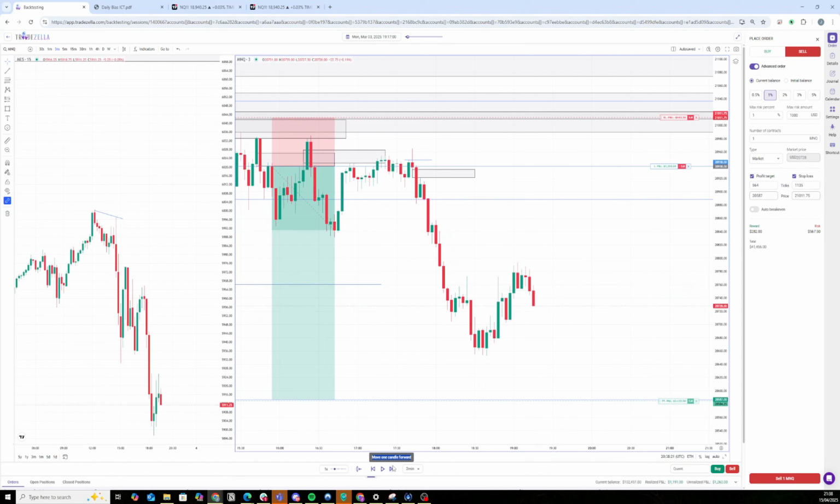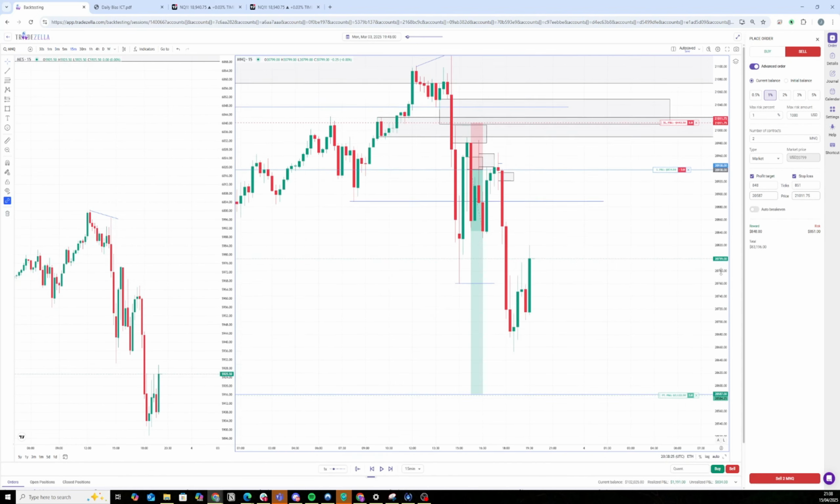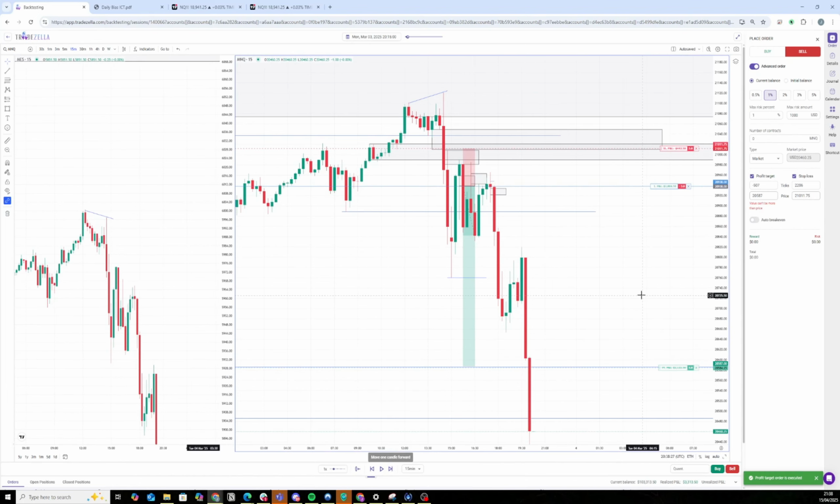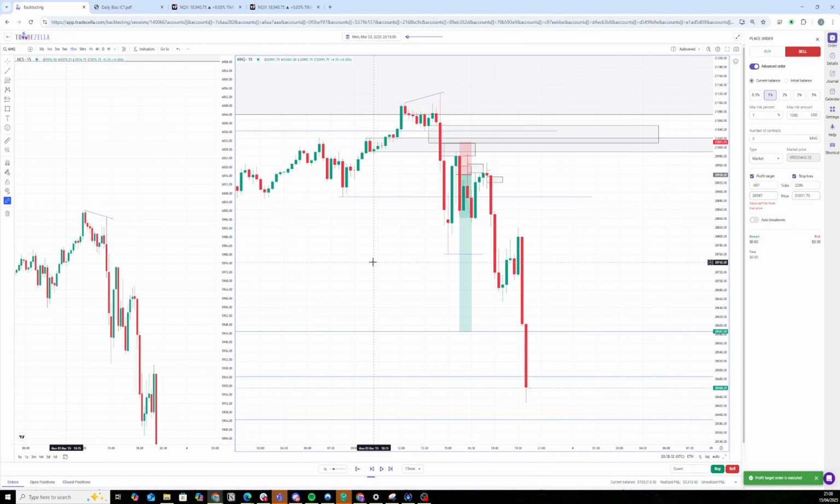Which does hit, doesn't hit. Let's speed this up. Okay, which then hits. All right, so there we go. Does everyone understand that first trade?